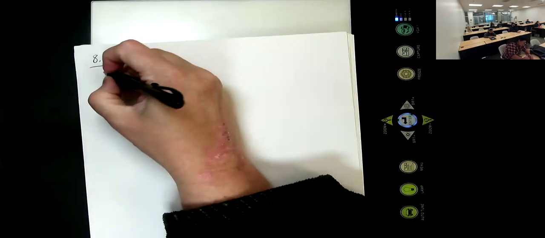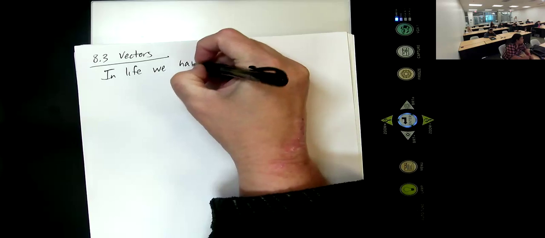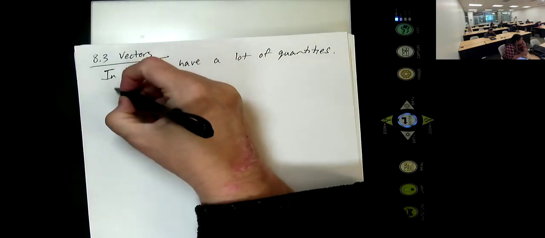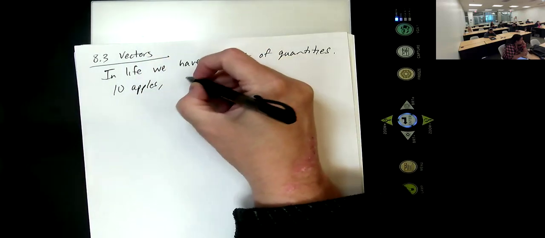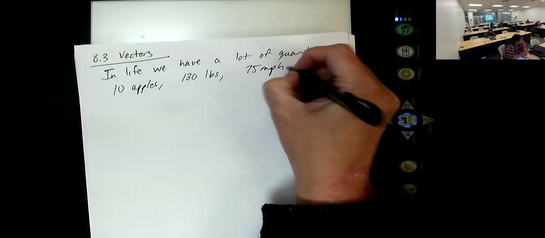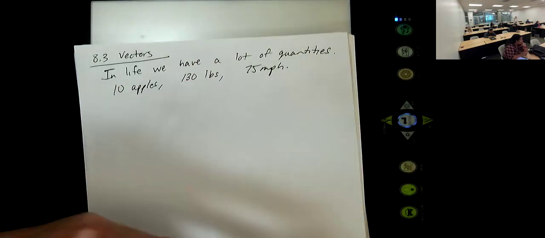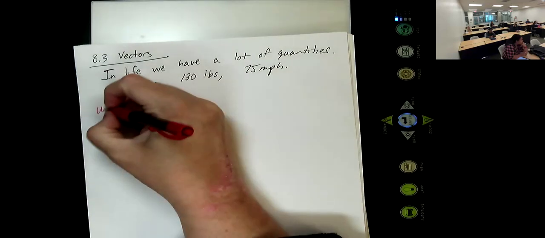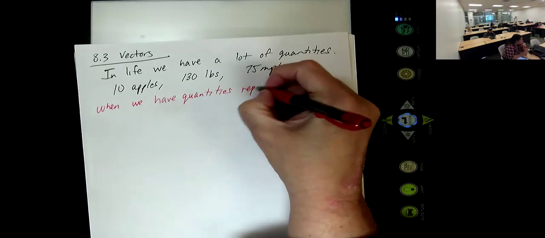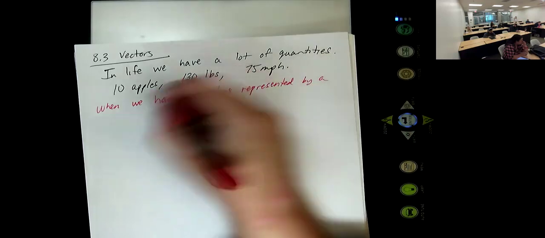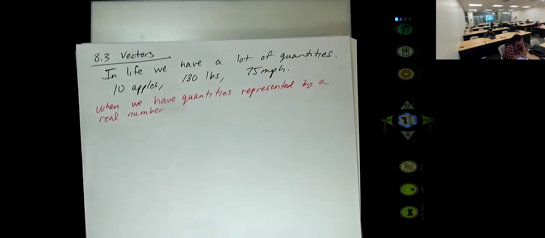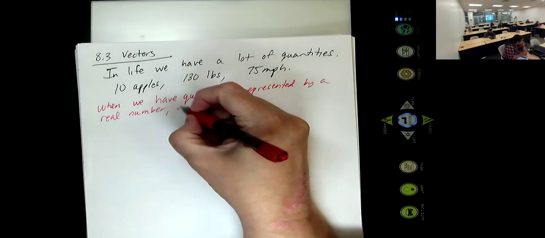So in math, in life, we have a lot of quantities. I could have 10 apples. Something could weigh 130 pounds. I could be driving 75 miles an hour. These are all called, when we have a quantity represented by a real number, we call them scalars.